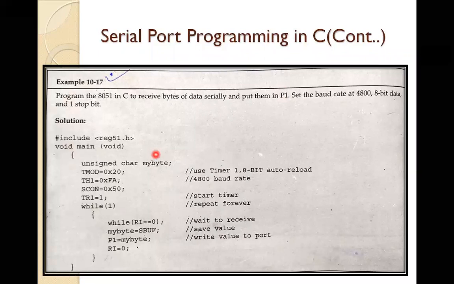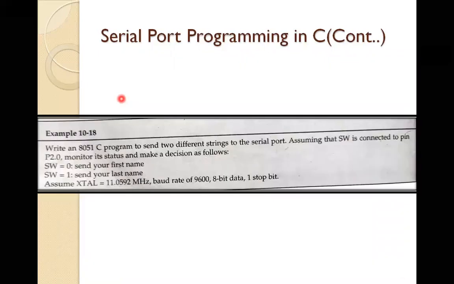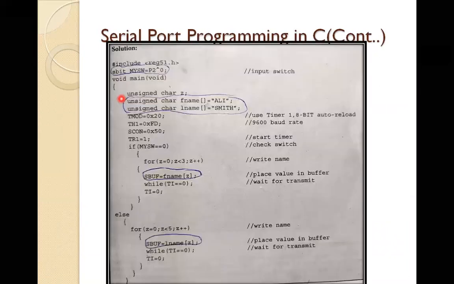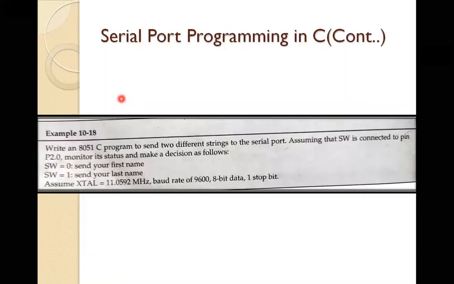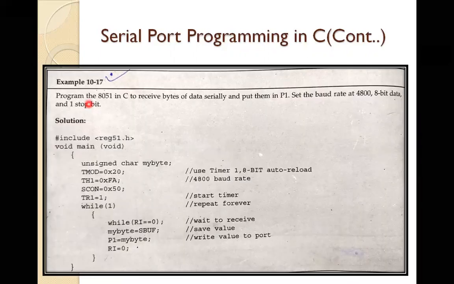So the next program is: program the 8051 in C to receive bytes. To receive bytes, not to transfer the bytes, but to receive the bytes of data serially and put them in P1. Set the baud rate at 4800, 8-bit data and 1 stop bit.